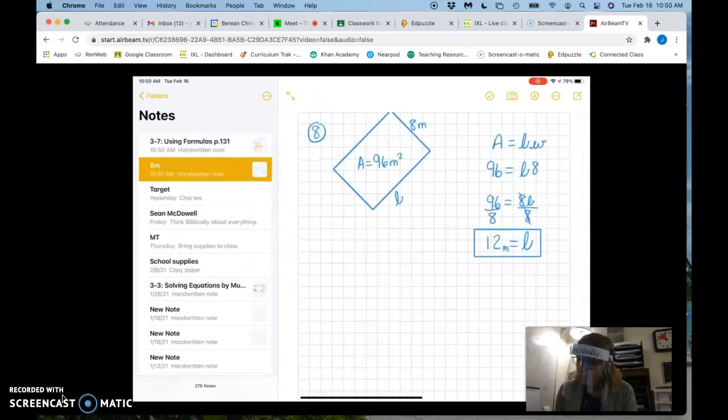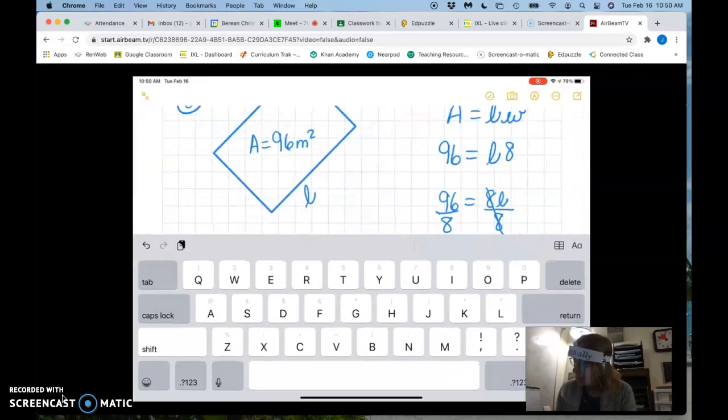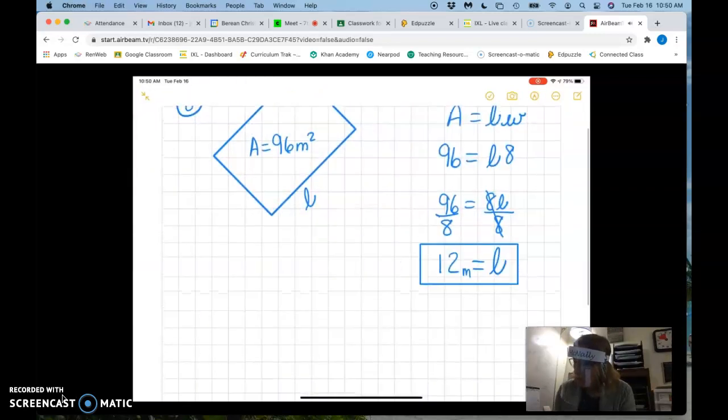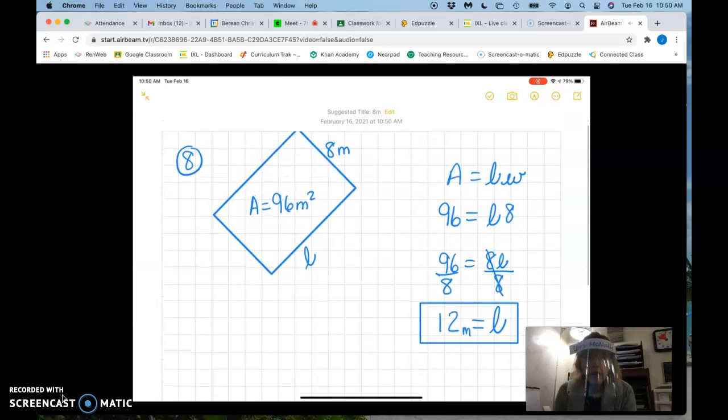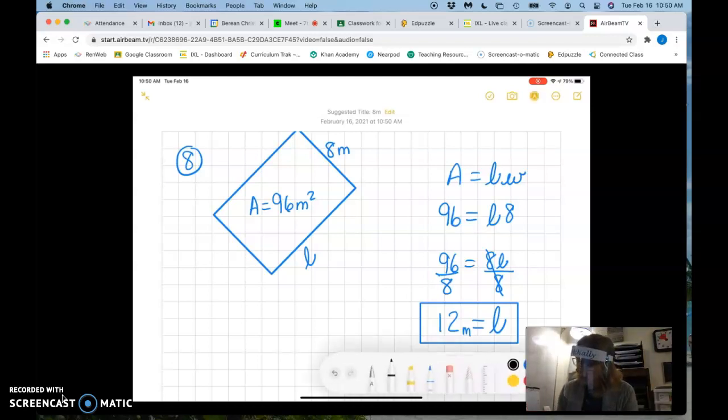Then, nope, hold on. Then we did this one, which was an area problem. So they gave us the area and the width, and we needed to find the length. So that length is missing.